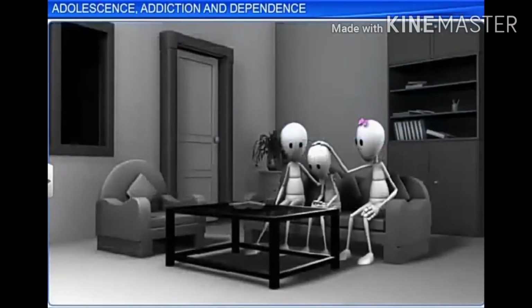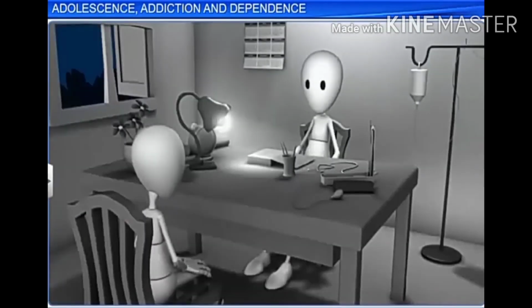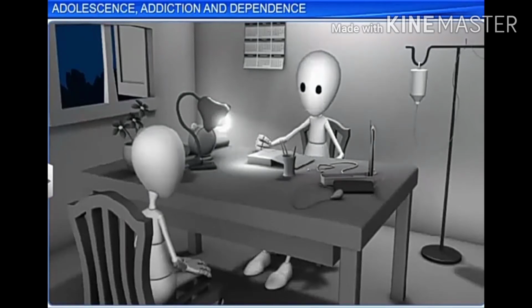Therefore, adequate moral support and counseling at home and in school is required during adolescence to avoid substance abuse among youngsters. Also, the addicted youngsters can be helped and rehabilitated with professional medical care along with counseling.